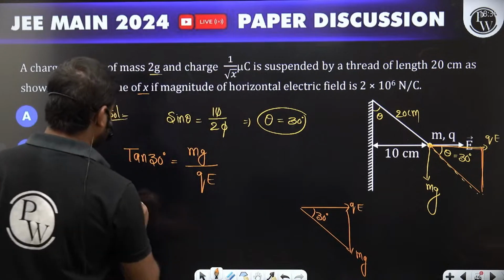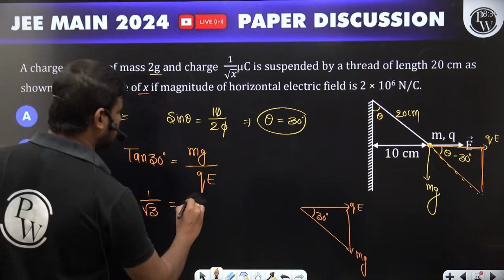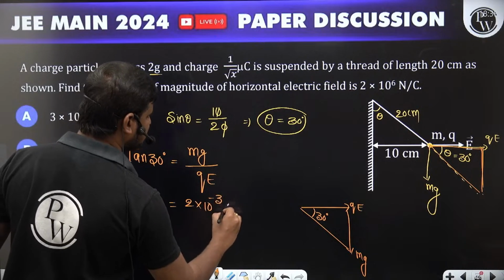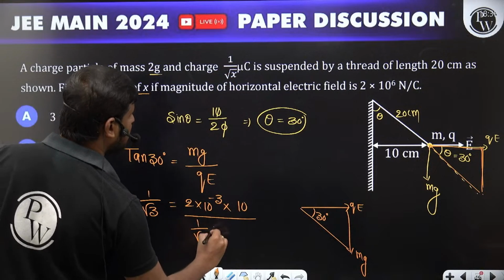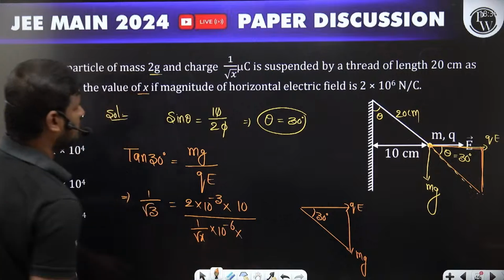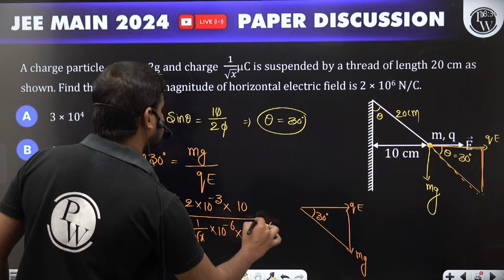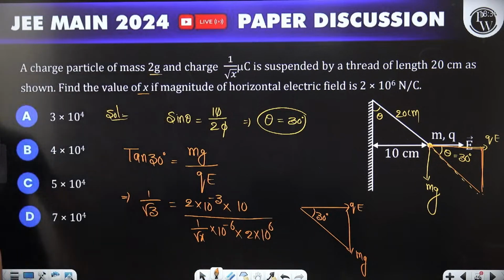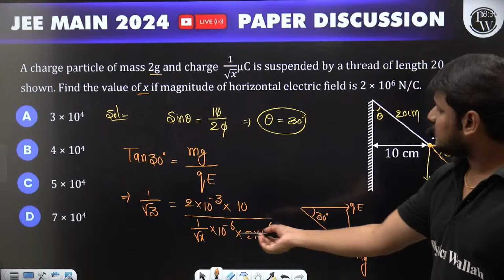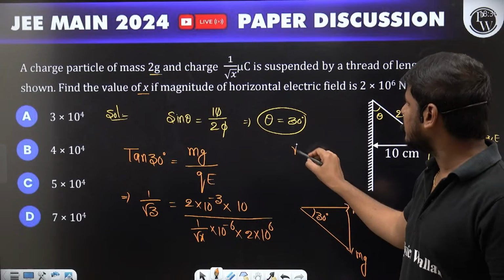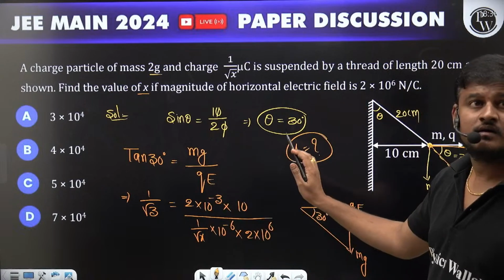So tan 30, which is 1 by root 3, is equal to mass, they gave 2 grams, converted to kgs, 2 into 10 to the power minus 3, into g which is 10, divided by Q value 1 by root x into 10 to the power minus 6, then into the electric field, 2 into 10 to the power 6. Done? Clear, guys? Then you can calculate the x value. The only unknown is x. Done? Sure.